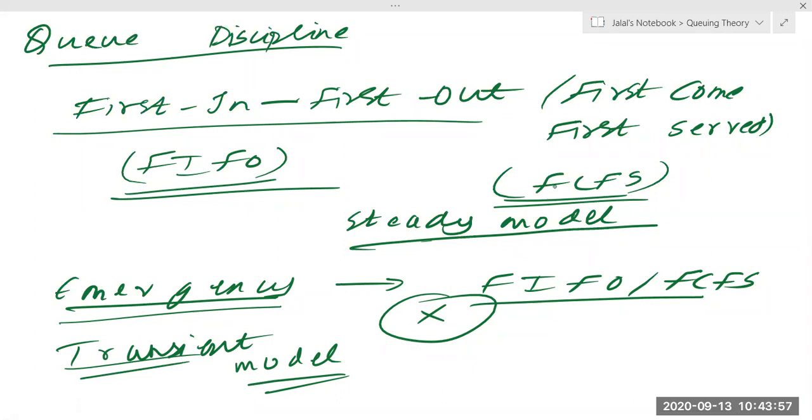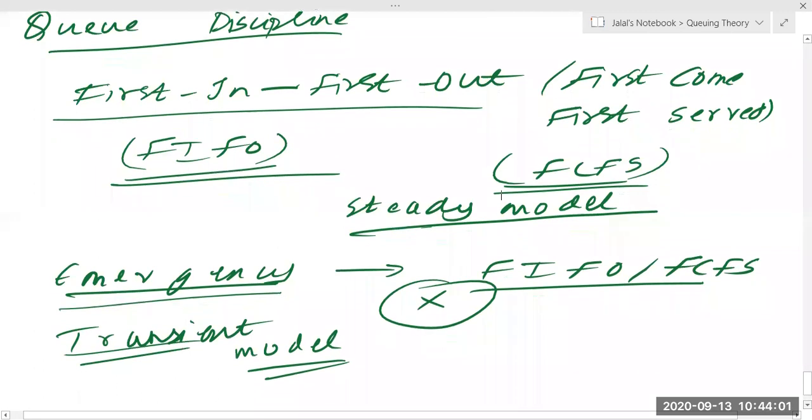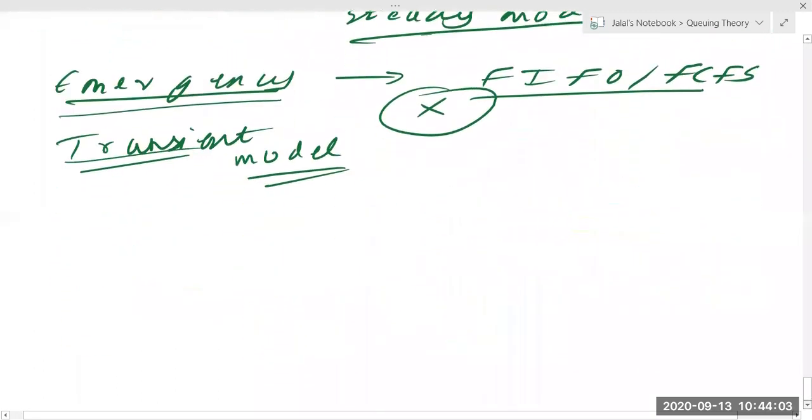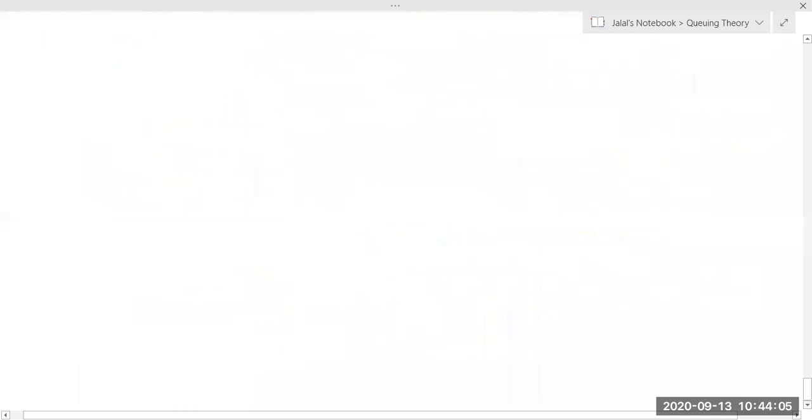Now, before completing this, I'll list down the 4 methods for you. There are various models: balking, reneging, jockeying, then first in first out, first come first serve. And what were the 4 types? In single service, single server, I'll just write it down.